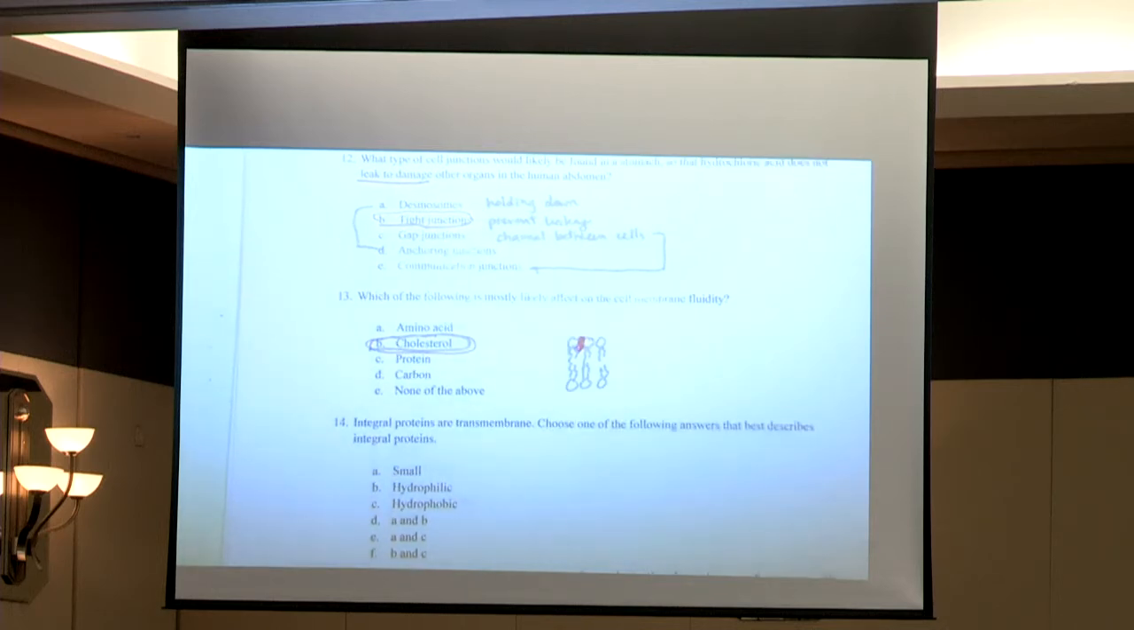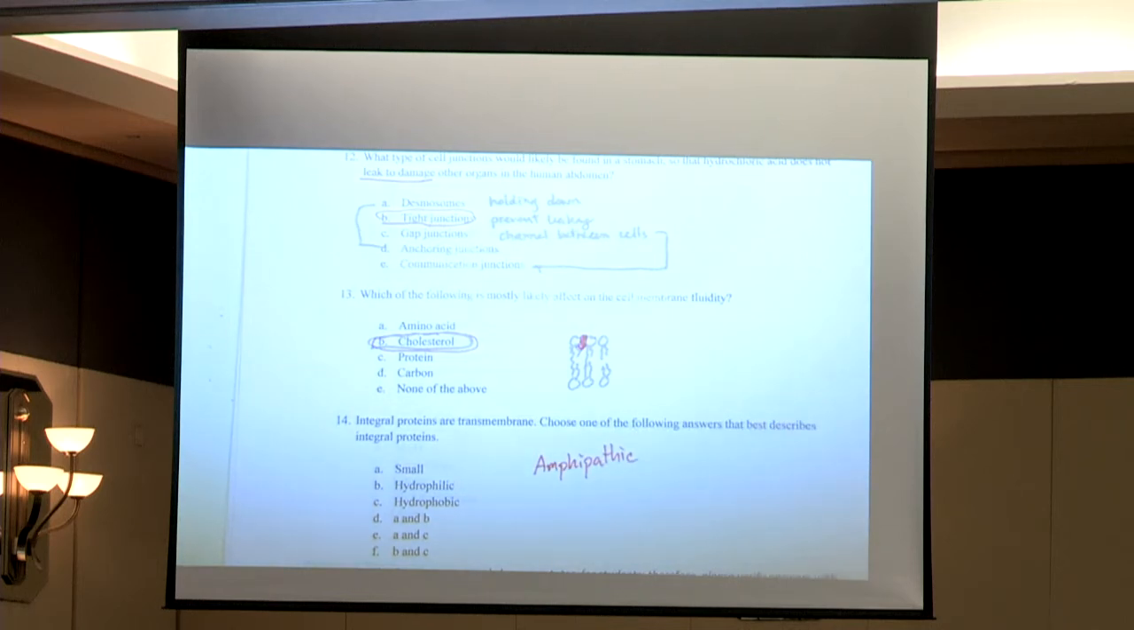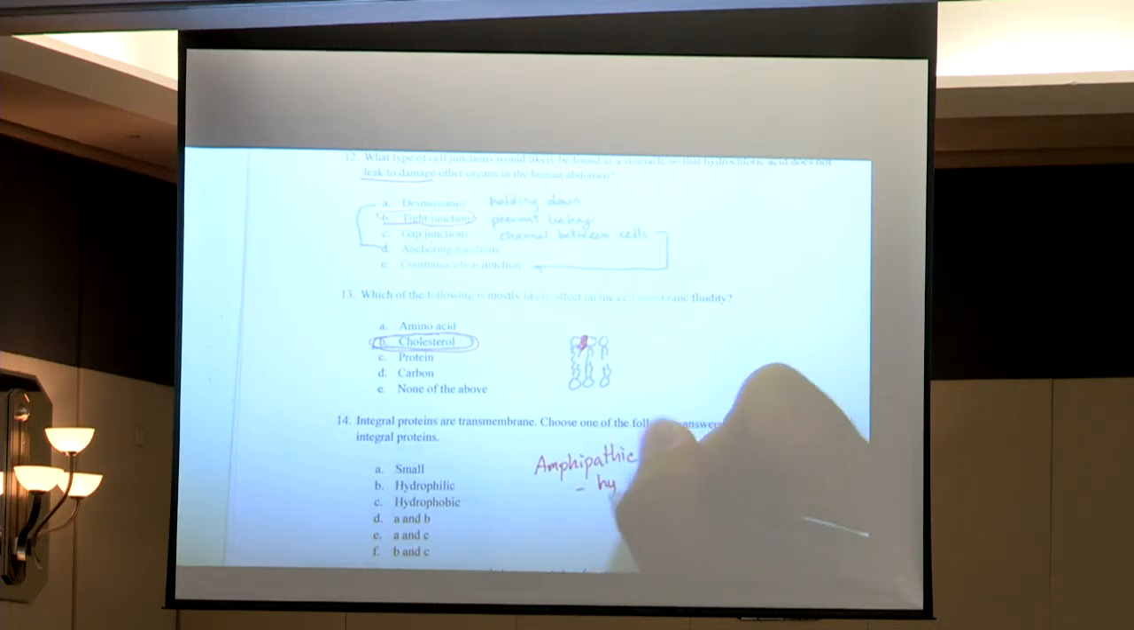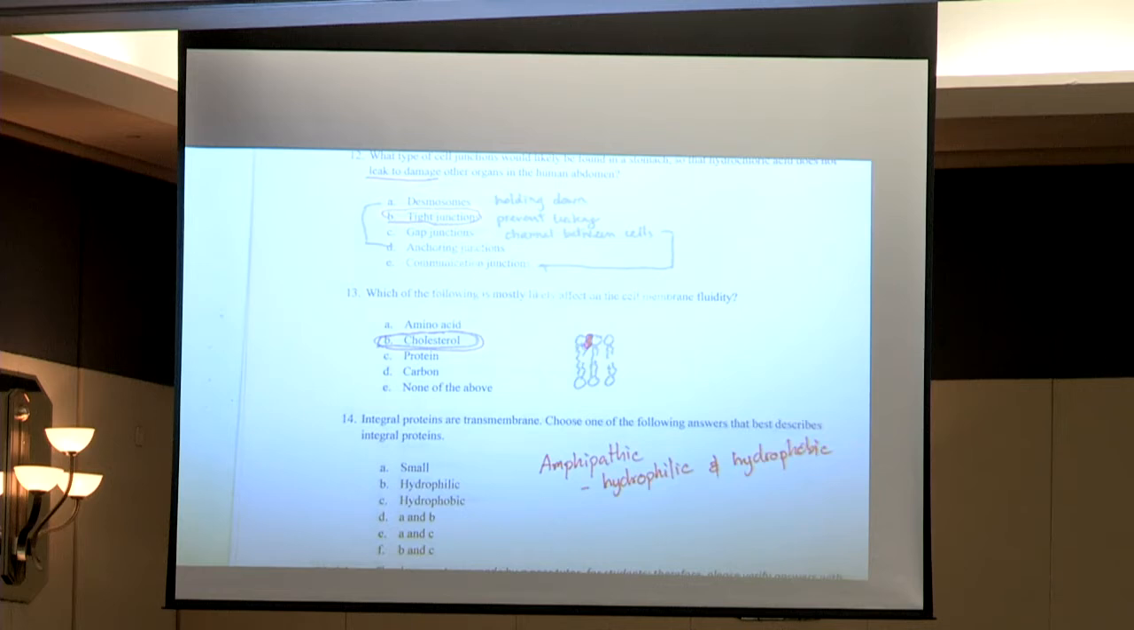So next, integral protein or transmembrane. Which one best describes the integral protein? Okay, so here, integral protein is transmembrane. If it's transmembrane, it has to have the same characteristic as the membrane, right? Because it's going through both sides. So that means it has what's it called? Amphipathic characteristic. The amphipathic means both hydrophilic and hydrophobic.